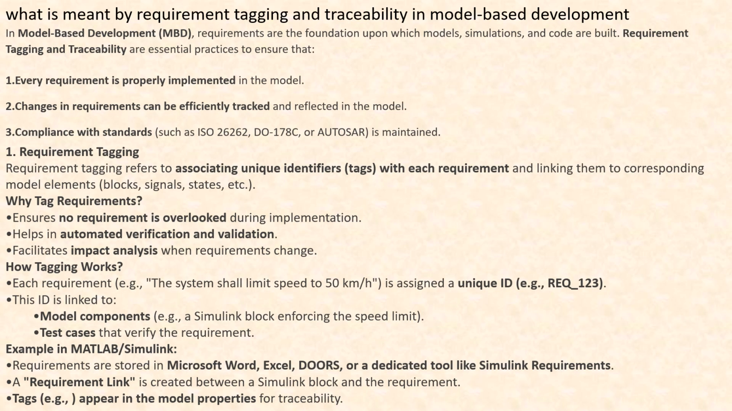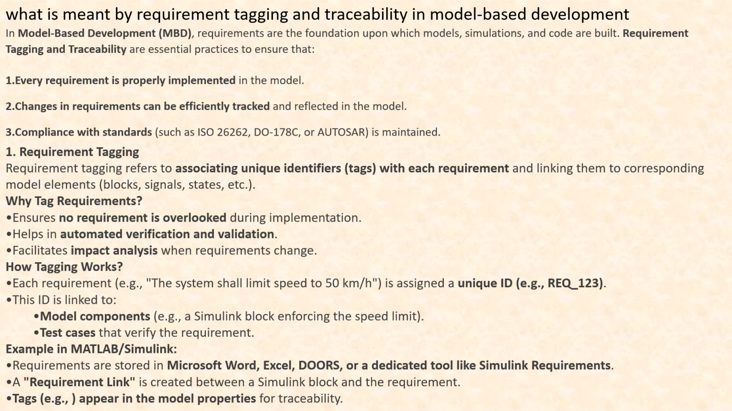Now what is meant by requirement tagging and traceability? This is an extremely important topic when it comes to model based development. I already explained what is meant by model based development, so let's touch upon what is meant by requirement tagging and traceability. In very simple language, requirement tagging and traceability ensures that all the requirements mentioned by the OEM to the tier 1 are captured for further development. Understand the sentence very carefully.